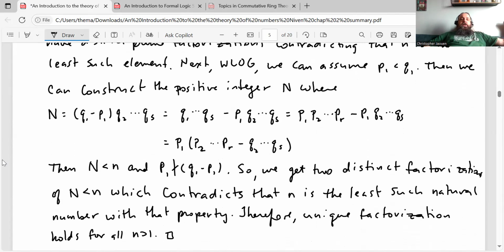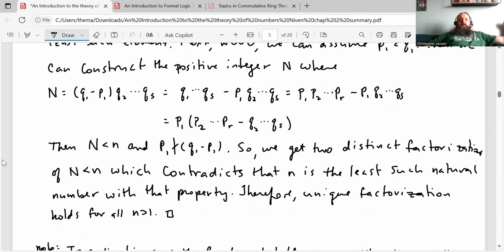It's (q1 minus p1) times q2 up to qs, and we can actually distribute the q2 through qs, giving us q1 through qs minus p1 times q2 through qs, where we can replace q1 through qs by p1 through pr, and the minus p1 times q2 through qs just comes along for the ride. Notice we can factor out a common factor of p1 from both of those. Then capital N obviously is less than n because q1 minus p1 is less than q1. And p1 obviously does not divide q1 minus p1.